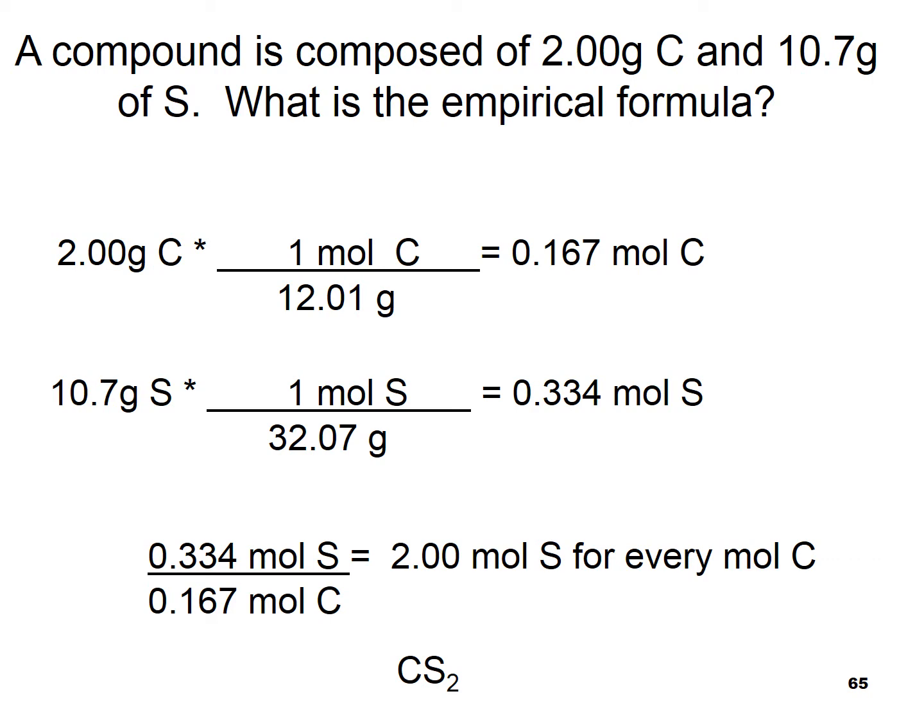Now, the way you find a ratio is just the big number over the small number. You can do this with the small number over the big number, but it's going to give you a much uglier ratio. I strongly suggest you always put the big number over the small number. When you do that, you see that there's exactly 2 moles of sulfur for every mole of carbon, so we could say CS2.